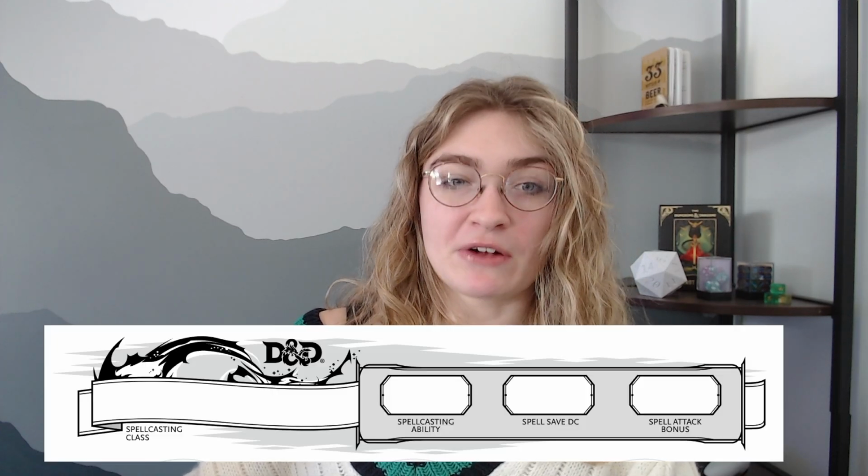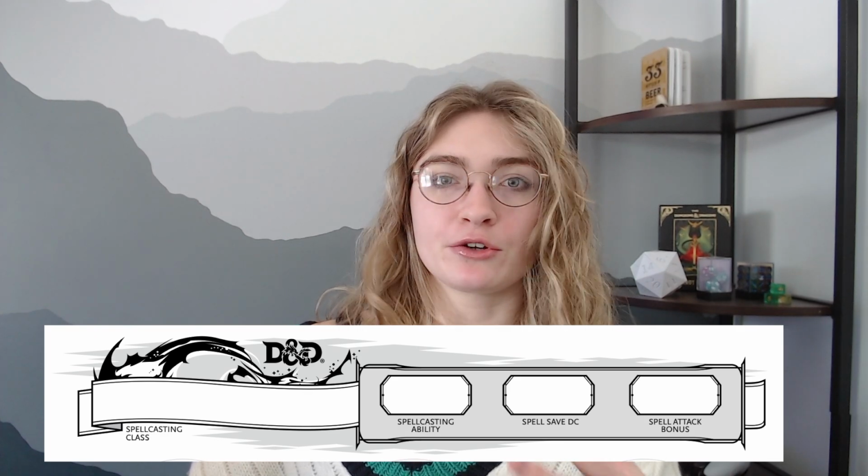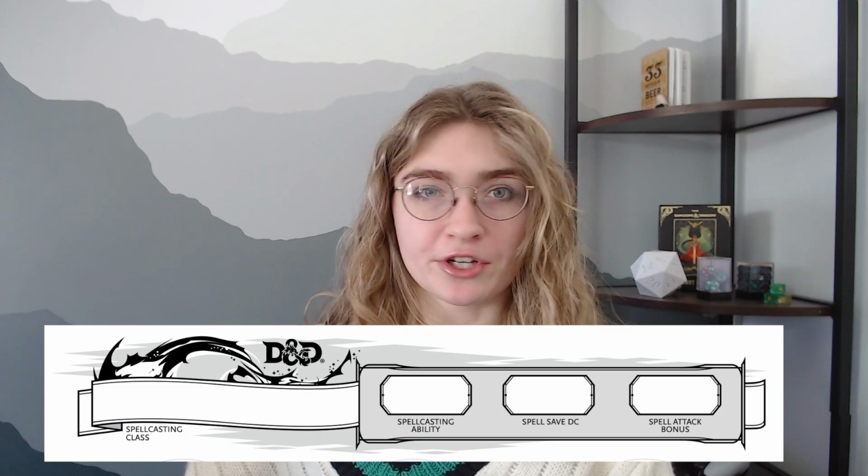I also tend to be doing virtual sessions, so a lot of my character sheet stuff is all on D&D Beyond. The third page of the character sheet here is the spellcasting page. Up at the top, you're going to see your spellcasting class. So this is generally what type of spells you're going to be doing, whether you're a wizard or you're a bard or you're a sorcerer.